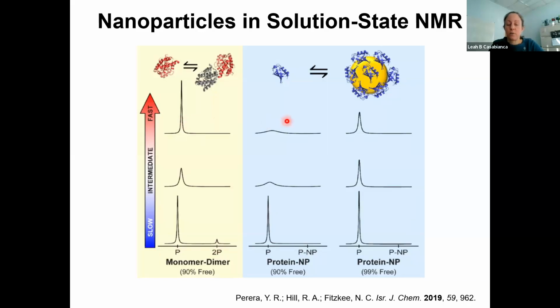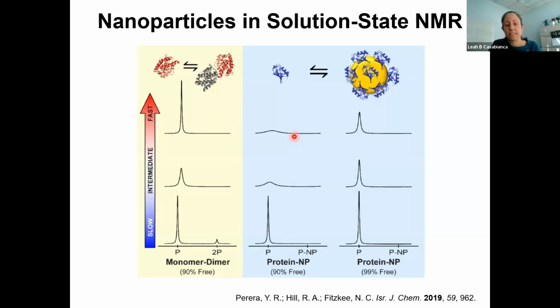The difference when we're talking about binding to a nanoparticle, as opposed to just ligand protein dimerization or something like this, is that the nanoparticle has a much larger size and therefore a much slower rotational correlation time. And so the differences in T2 are going to be more drastic. The first thing that we see is that we don't generally see a peak for the bound ligand in the case of binding to a nanoparticle, because the broadening is so severe that it's just broadened into the baseline.